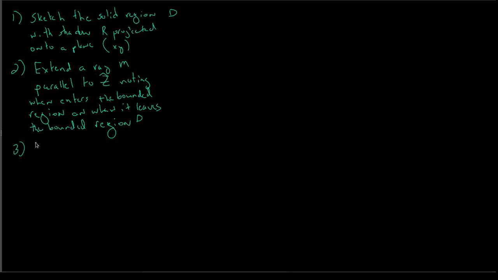Three, we'll extend a ray. I'm going to try to keep the same nomenclature as the book. I think L is what they use. Yeah. Extend a ray L parallel to the y-axis. Noting when it enters the shadowed region R, and when it leaves R.